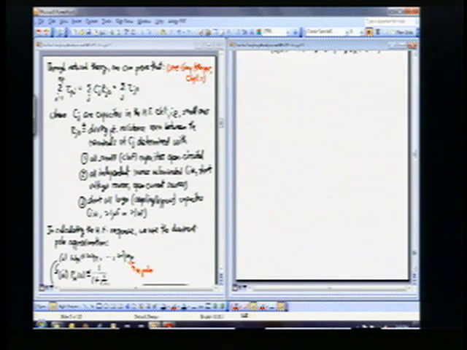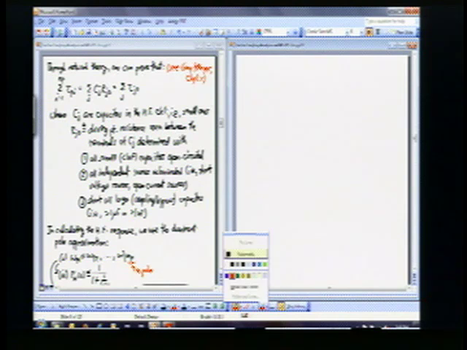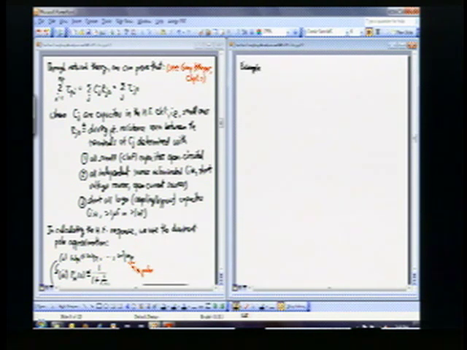What do I do here? Okay, so let's take the simplest example that we can, and that's the example of a common emitter circuit. Example: high frequency analysis of a common emitter circuit. So I'm calling common emitter just CE.